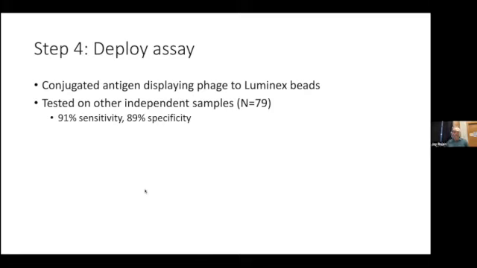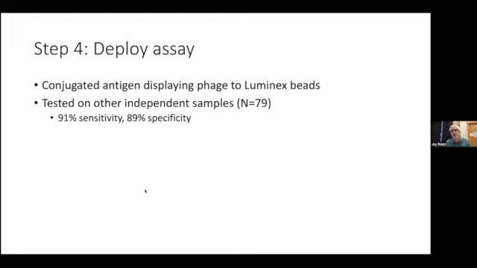So the last stage, once you have these antigens in hand, is to deploy them as an assay. And so what we ended up doing was figuring out that we could conjugate bacteriophage directly to Luminex beads, and we implemented it as a Luminex assay. And then we tested the performance on another set of independent samples, about 80 samples, and had pretty good performance characteristics: a sensitivity of 91% and a specificity of 89%.